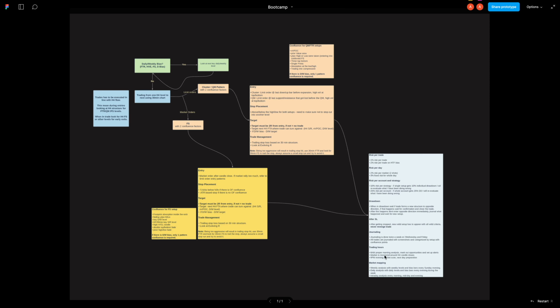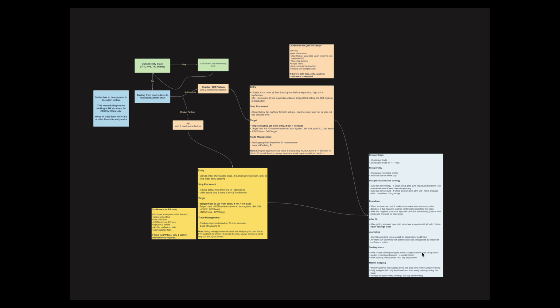Trading hours: 8 a.m., proper morning analysis, mark out opportunities and set up alerts. The market is monitored around H4 closes, and at 9 p.m. in the evening, scan the market for the next day. You need to adjust that. If you are trading crypto, you should be doing this around the daily close, for example, but this is a general approach. The mornings and the evenings are crucial, and the next video will be about this preparation, because this is where the most work is done.